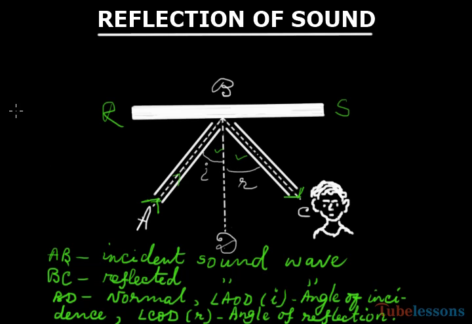There are two laws of reflection of sound. First law: the incident sound wave, here AB, the reflected sound wave, here BC, and the normal drawn at the point of incidence on the reflecting surface, here BD, lie on the same plane. And the second law is that the angle of incidence is equal to the angle of reflection. Therefore, ABD equals CBD.